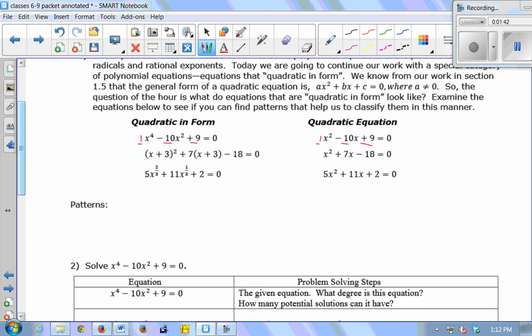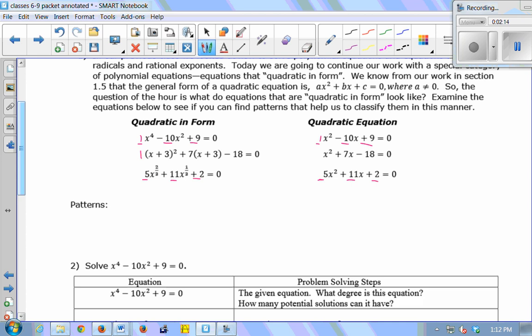And then in the next one, I have x plus 3 squared plus 7 times x plus 3 minus 18 equals 0. That is the same as x squared plus 7x minus 18 in the coefficients, right? This is 1 times something squared plus 7 times the same something minus 18. And 5x to the 2/3 plus 11x to the 1/3 plus 2 equals 0. Coefficients are the same, right? 5, 11, 2, 5, 11, 2.